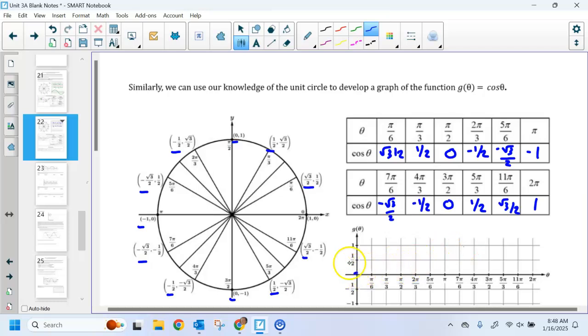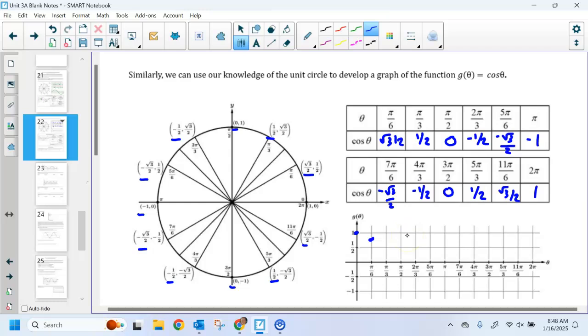I can take those values and plot them on the graph. And can you see that I already made a mistake? I started to graph sine there, and I don't want to graph sine. So I'm going to start up here at the point 0, 1. Pi over 6 graphs to rad 3 over 2, which remember is close to 1, but not quite up at 1. Pi over 3 maps to 1/2.